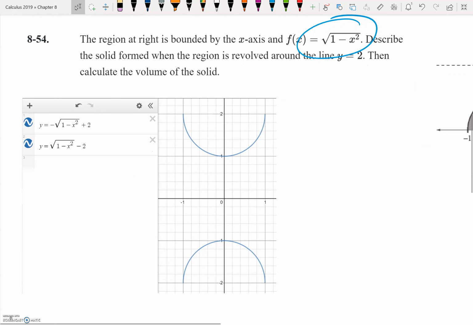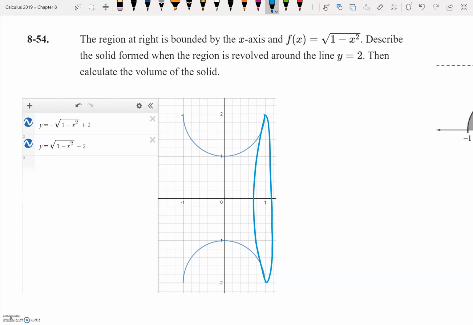Let's go ahead and sketch what our graph looks like. So we're going to rotate this. And how can I describe what this looks like? This could be like an apple core. Sure, an apple core.